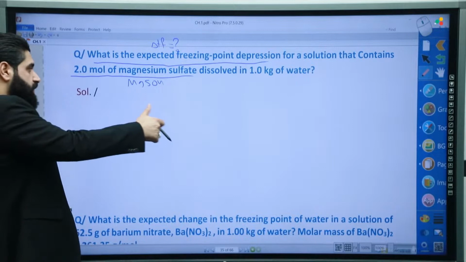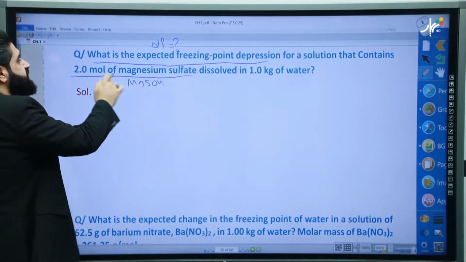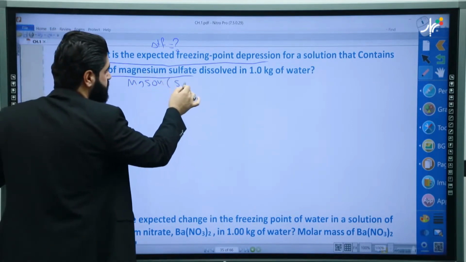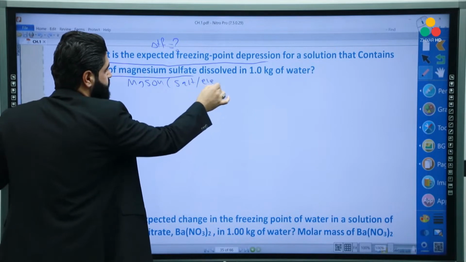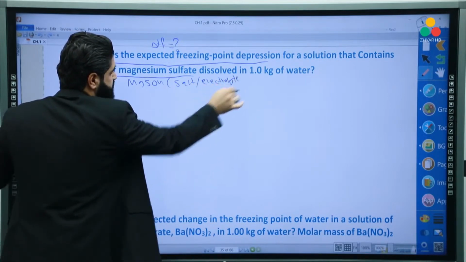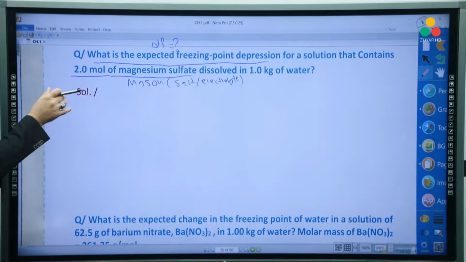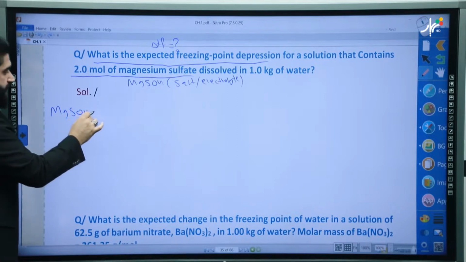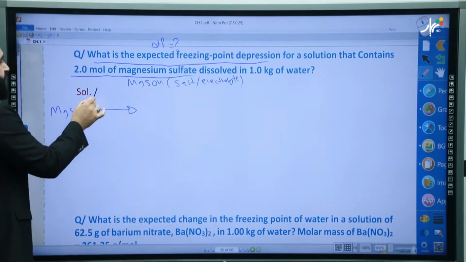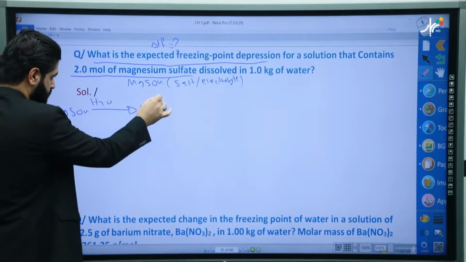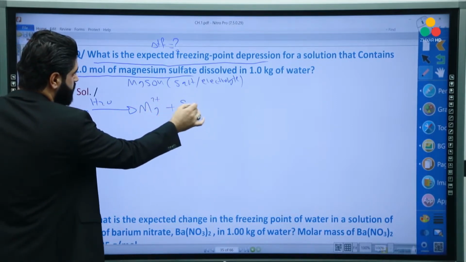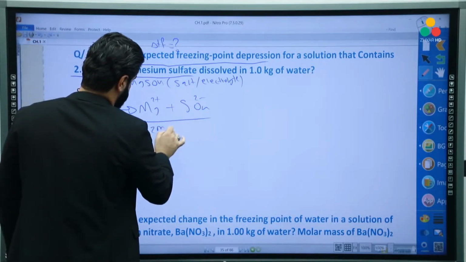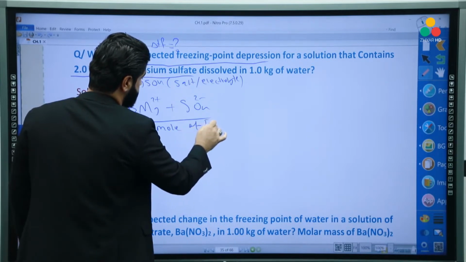Look, in all the other questions, we have seen non-electrolyte solute. But here it's magnesium sulfate, it's salt. It is electrolyte. So before doing anything, take out your salt, take out your solute, which is electrolyte, MgSO4, and write the dissociation reaction: Mg2+ plus SO4 2-. Now we will get 2 moles of ions. 2 moles of ions. Okay.